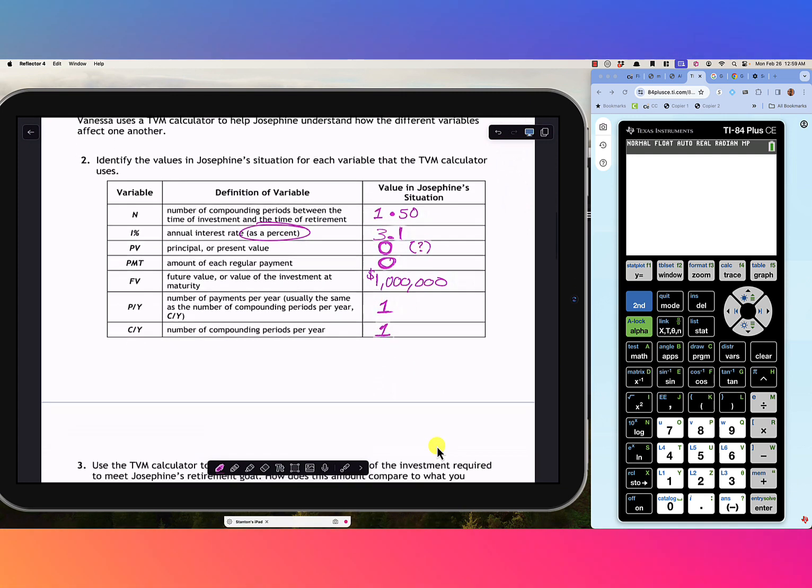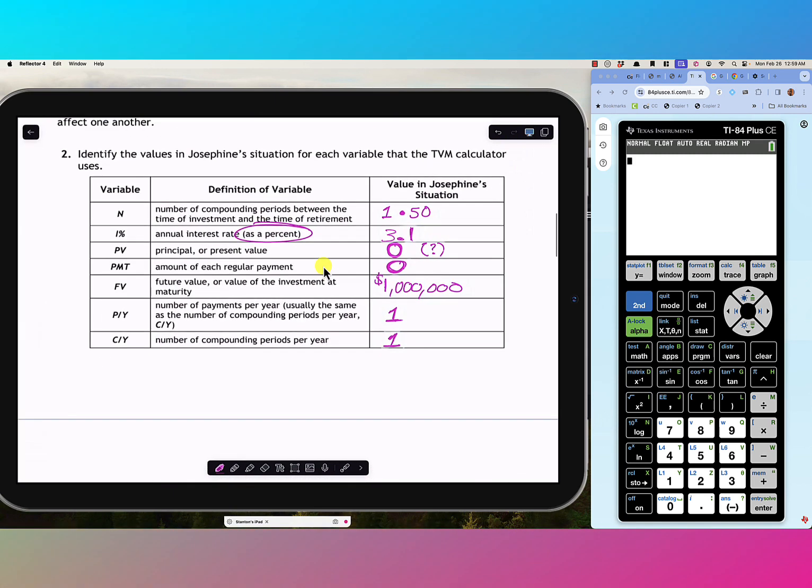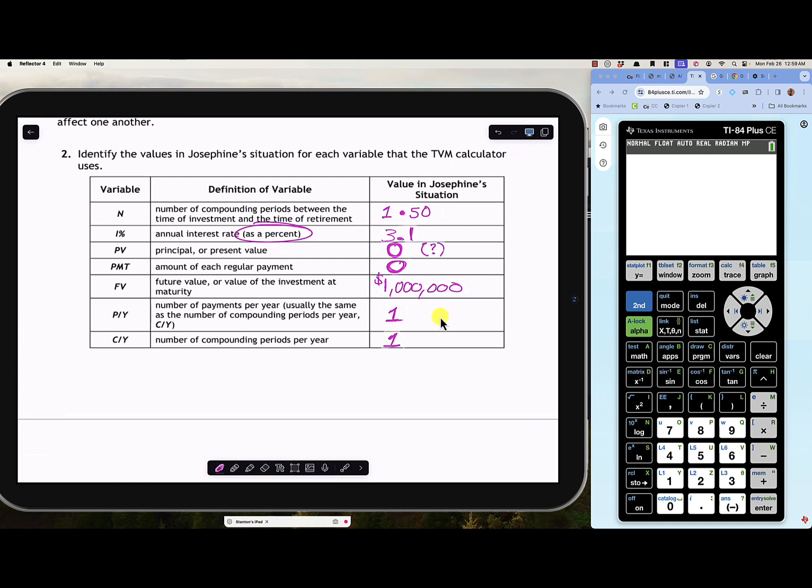Okay. Now, number 3, use the TVM calculator to determine the present value of the investment required to meet Josephine's retirement goal. All right, so let's go back here and let's just look at what we have here in the table. All right, this is everything we're going to be typing in to our TVM calculator or TVM app. So we're just going to enter all of this in the calculator on the TI-84.